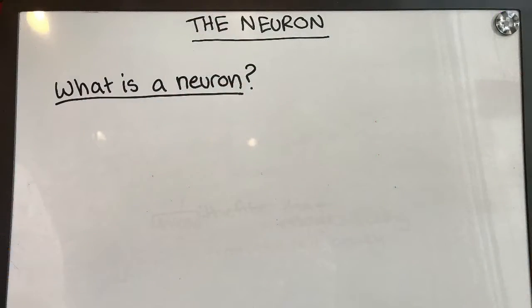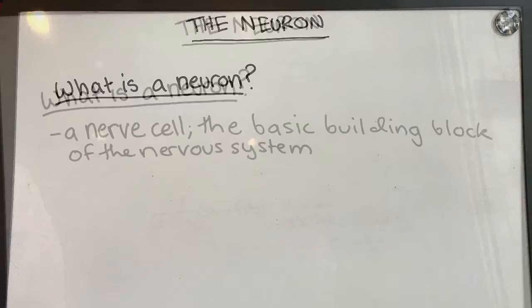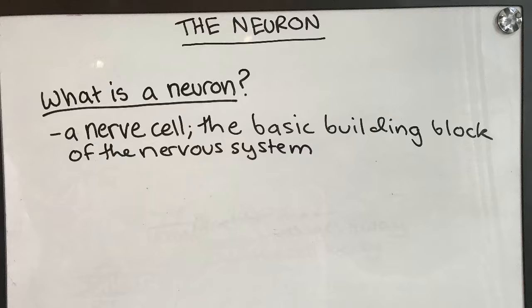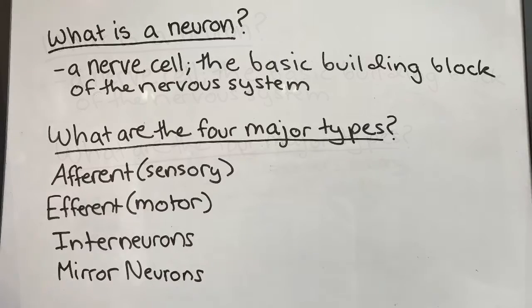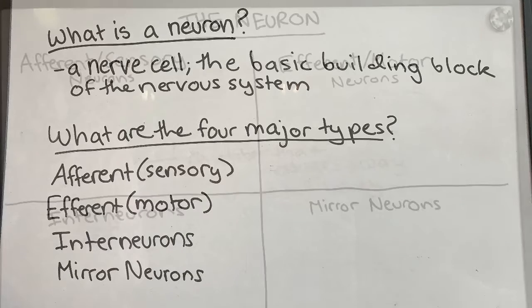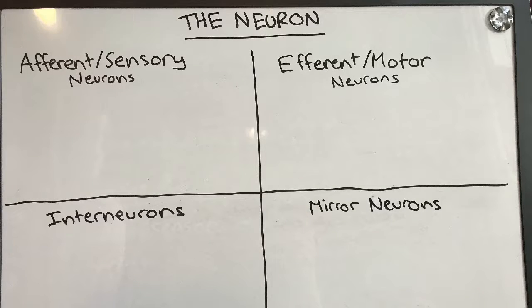So what exactly is a neuron? Well, a neuron is a nerve cell. It's a basic building block of the nervous system itself. There are four major types of neurons, and they are afferent, efferent, interneurons, and mirror neurons. And here we're going to take a look at all four different types of neurons.